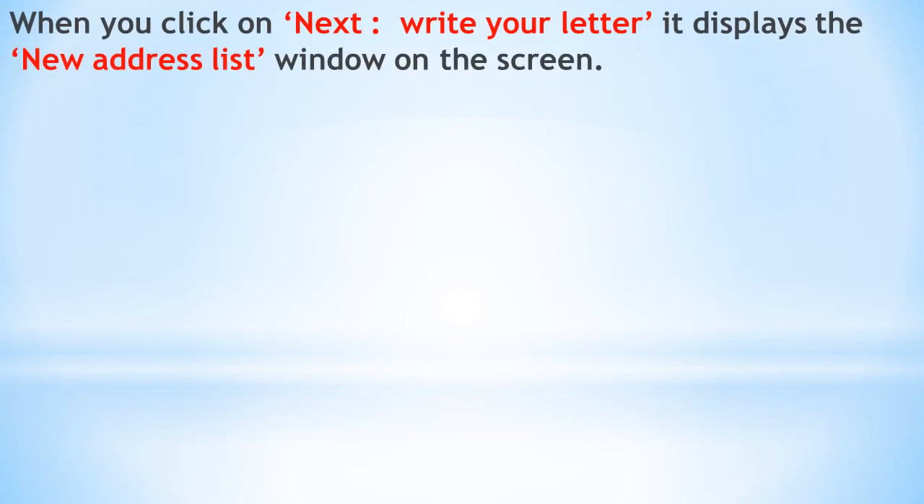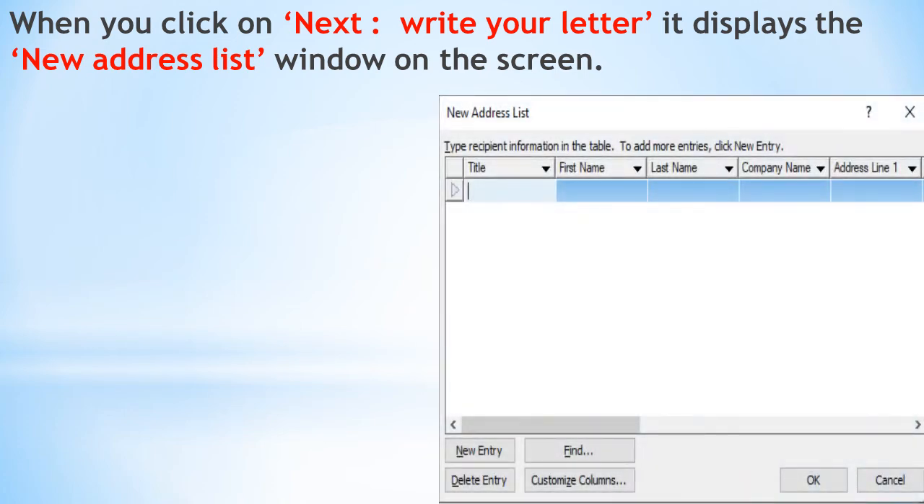When you click on Next: Write your letter from step number 3, afterwards it displays the New Address List window on the screen. One extra window will come on the screen. This is that extra window. In that window you can see so many fields. Fields means what? So many columns. You can see column names, right? The first column names are title, first name, last name, company name, address line 1, like that, and so on. So many columns will be there.